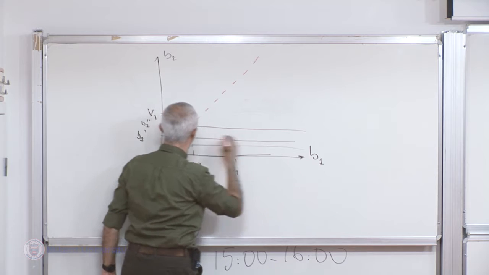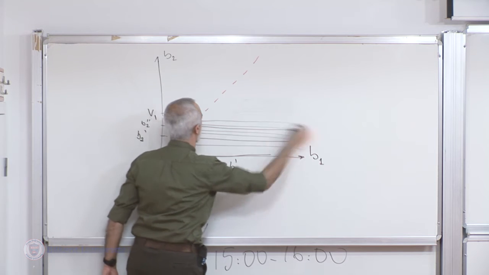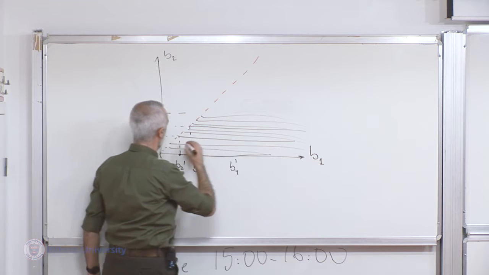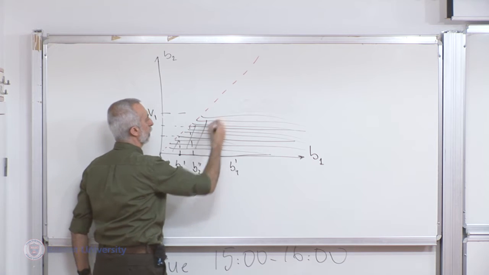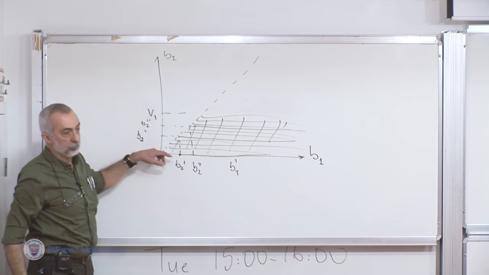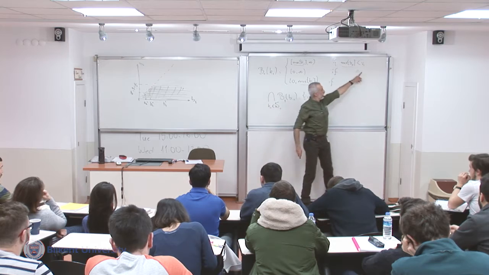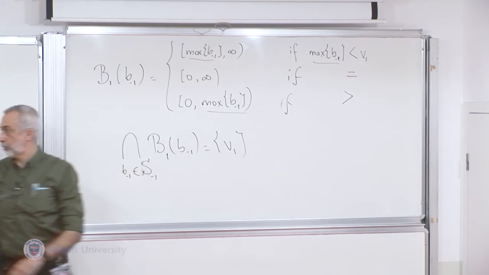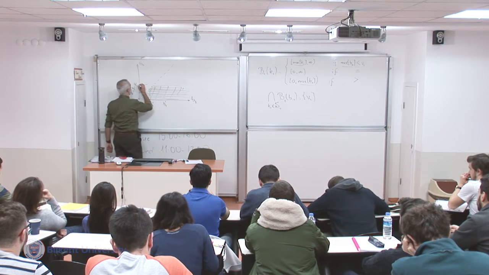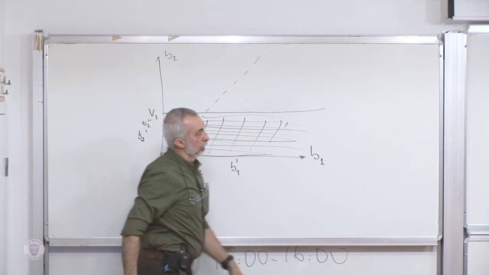So if I keep doing that, essentially I will shade all this region. All that region will be shaded, will be marked. When B2 is equal to B1, then anything is a best response, which means that this whole region should be marked.